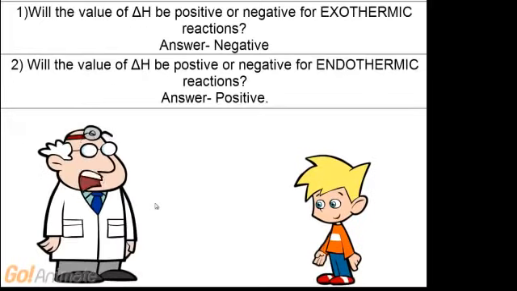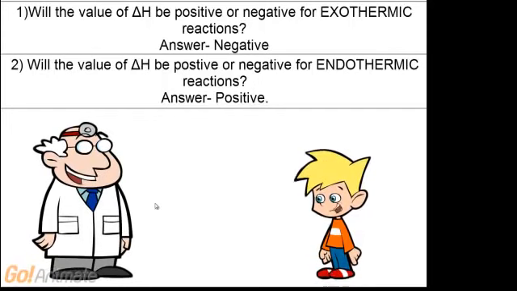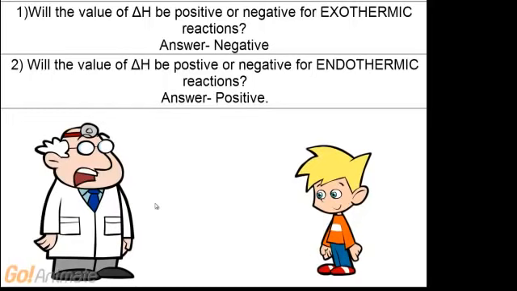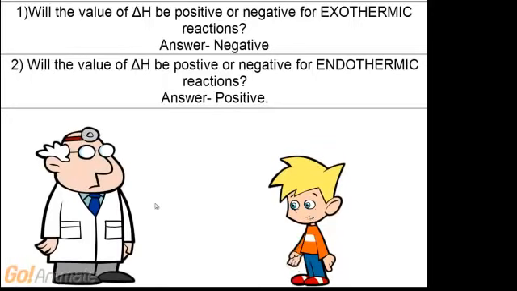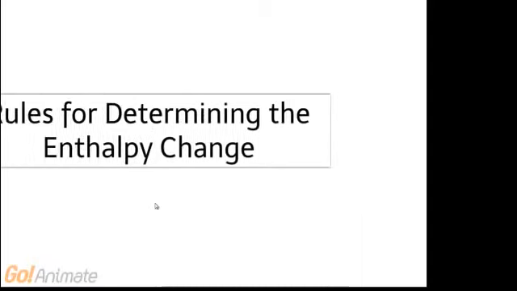Good job. Now let me ask you a question. Will the value of delta H be positive or negative for exothermic reactions? Negative, because the energy needed for the reaction to occur is less than the total energy released. Excellent. Now what about the value of delta H for endothermic reactions? Positive, because the energy needed for the reaction to occur is more than the total energy released.